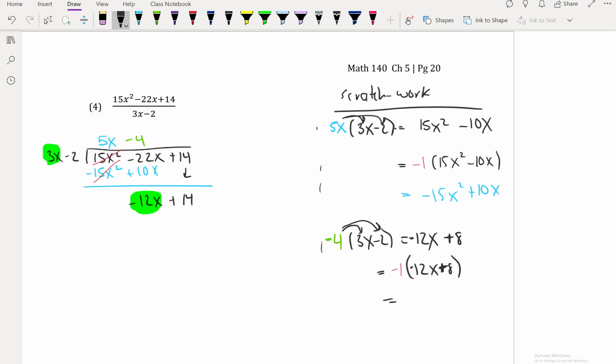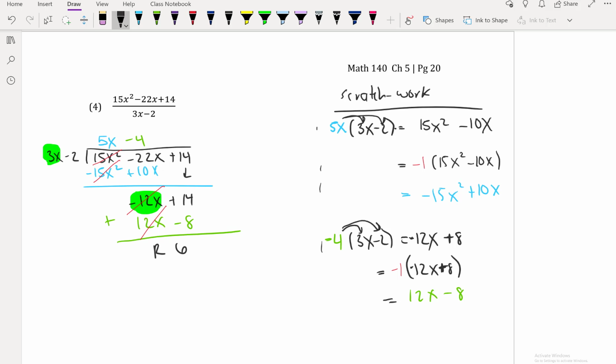So I multiplied by a 4, but I should have multiplied by a negative 4. So now, without messing up my signs, I would have a positive 12x and a negative 8. So I would have a positive 12x minus 8 that I'm writing out. And they're going to be added together. So those cancel. Perfect. Otherwise you did something wrong. And 14 minus 8 will give you a 6. And that's going to be your remainder.